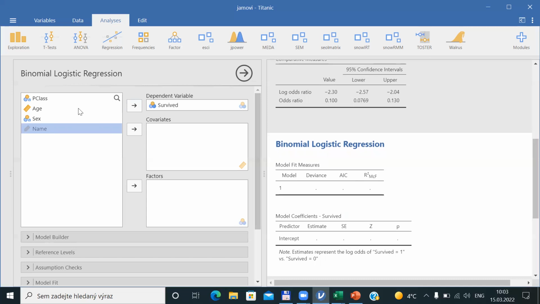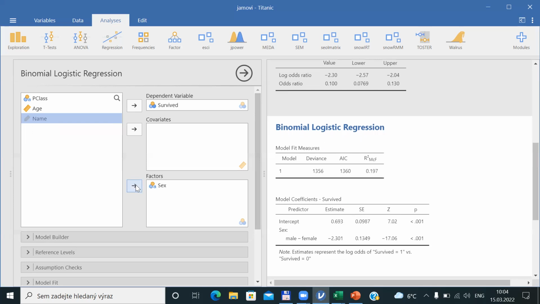And independent variables, once again, are differentiated into two parts here. Covariates means variables that are independent and are cardinal, as you can see in the measurement picture here, and factors that are expected to be defined as nominal. So I guess that we can move sex here. And I expect that in a few seconds there will be computation.